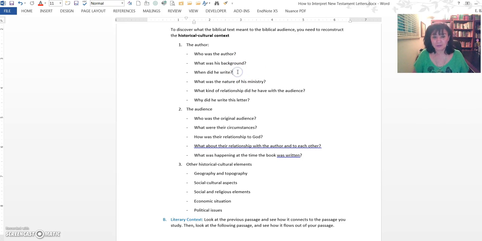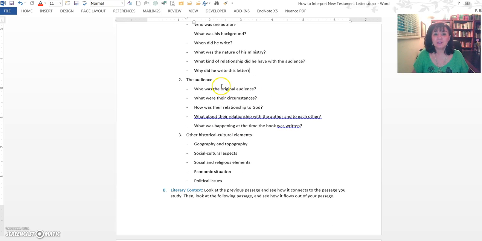He traveled with you, so on. When did he write? You can look up in your resources and see when the Book of Acts was written. What was the nature of his ministry? What kind of relationship did he have with the audience? Who was the audience? And why did he write his letter? And then you talk about the audience.